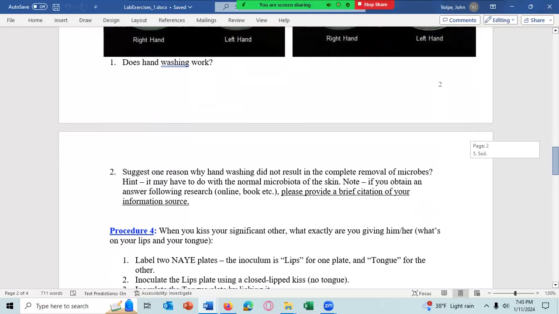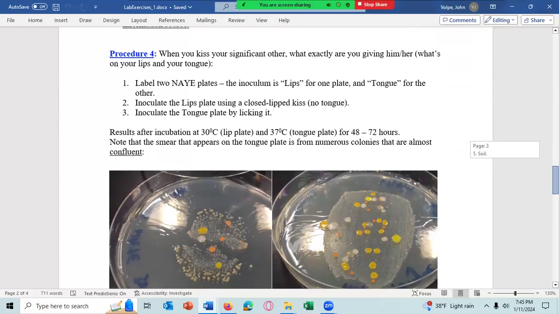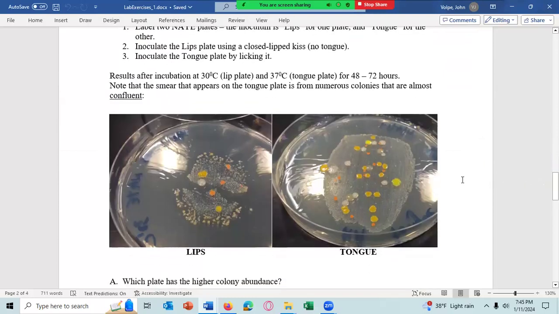and your information source. Procedure 4, when you kiss your significant other, what exactly are you giving him or her? Somebody has touched the lips with the plate, giving these patterns. And on this plate, somebody has touched their tongue on the plate, giving this pattern. Now you should note, I've added a note about these two plates and what you're seeing. So you should read that note.